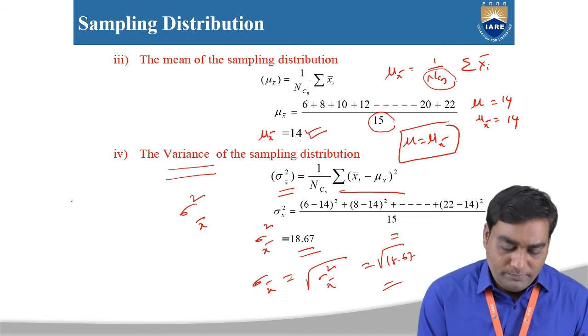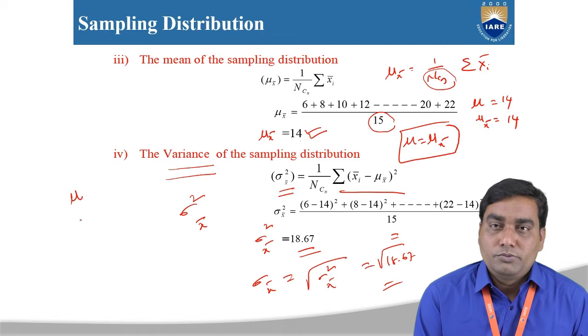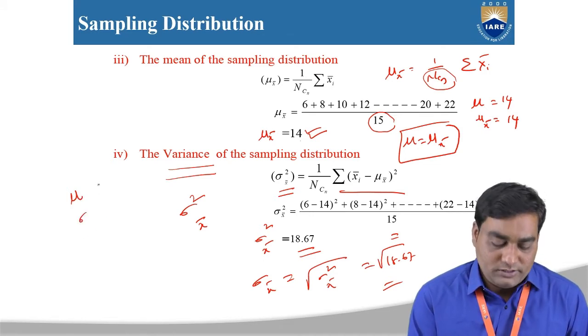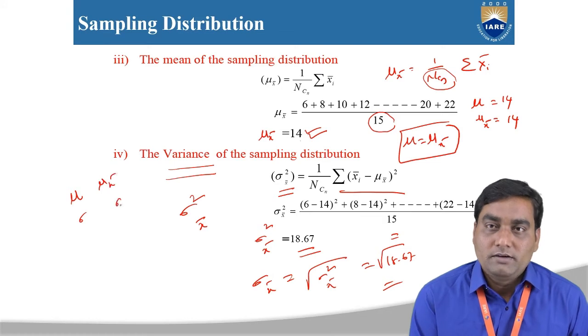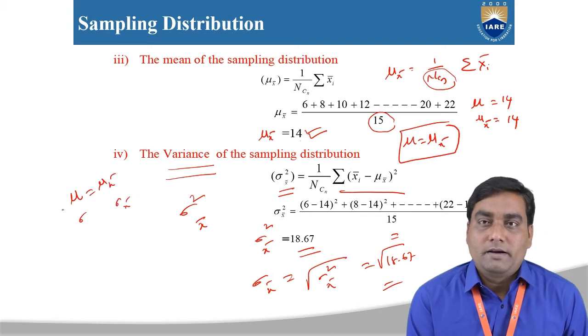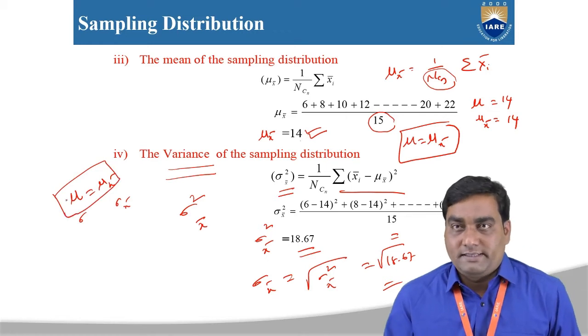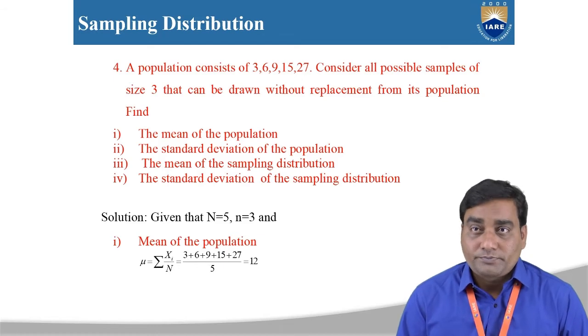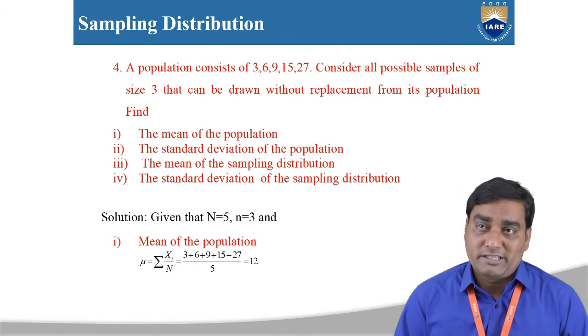So in this problem, we calculated mu and sigma, the standard deviation of the population. Similarly, mu x bar and sigma x bar. But remember that these two are equal always. Now, coming to the next problem, this is in another perspective.